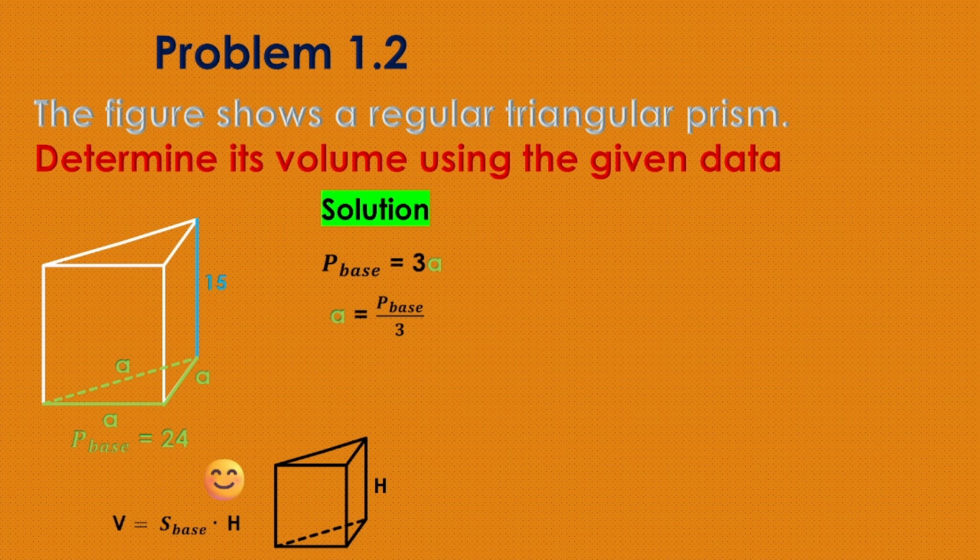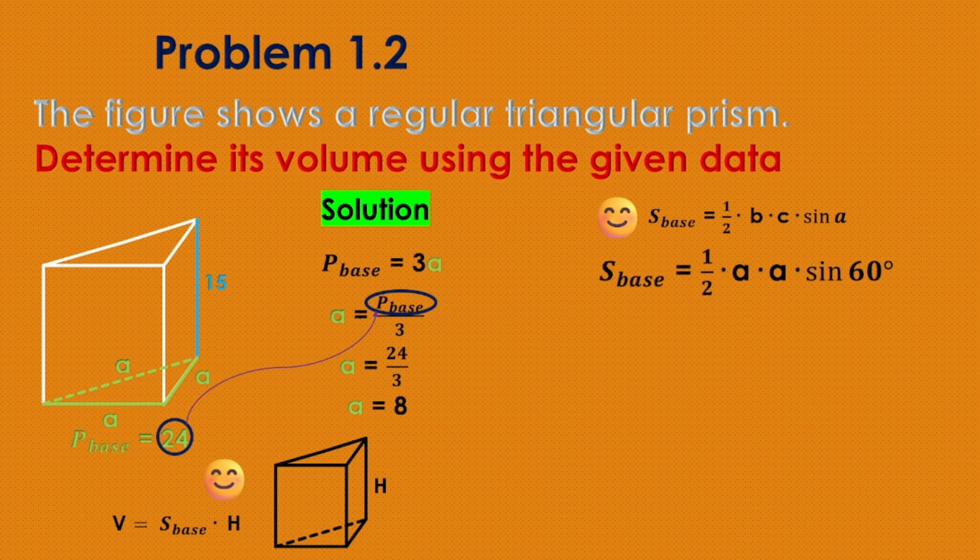Instead of the perimeter of the base, we substitute 24. We get that the side of the base of the prism is 8. Then we must find the area of this base. So let's recall the formula for finding the area of a triangle. So instead of B and C, I substitute A because the sides are the same. And instead of the angle alpha, I will put 60 degrees.